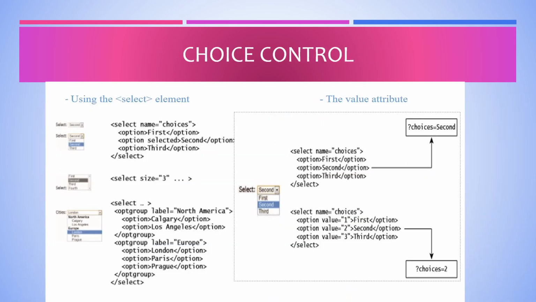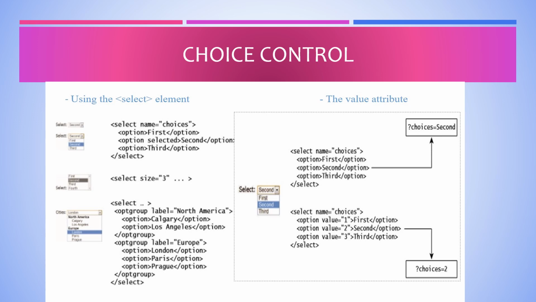Next, choice control. Forms often need the user to select an option from a group of choices. HTML provides several ways to do this. Select list. The select element is used to create a multi-line box for selecting one or more items. The options can be hidden in a drop-down list or multiple rows of the list can be visible.